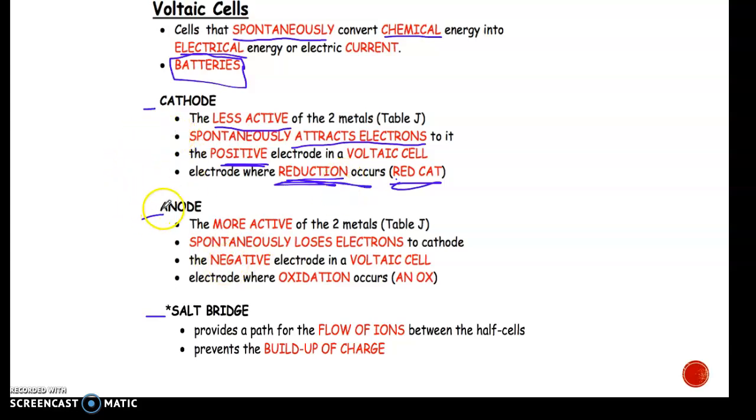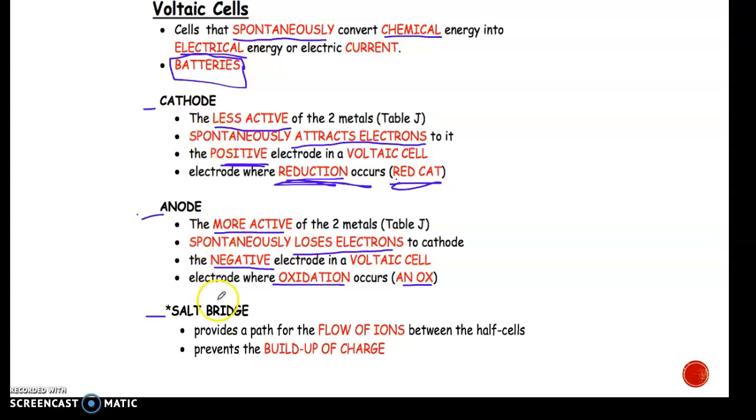Then the other electrode is everything opposite of a cathode. So the anode is where we have the more active metal, according to table J. It's what loses electrons. Because it loses electrons and is more active, it is the negative electrode. And it's where oxidation occurs, an ox. It is where oxidation occurs.